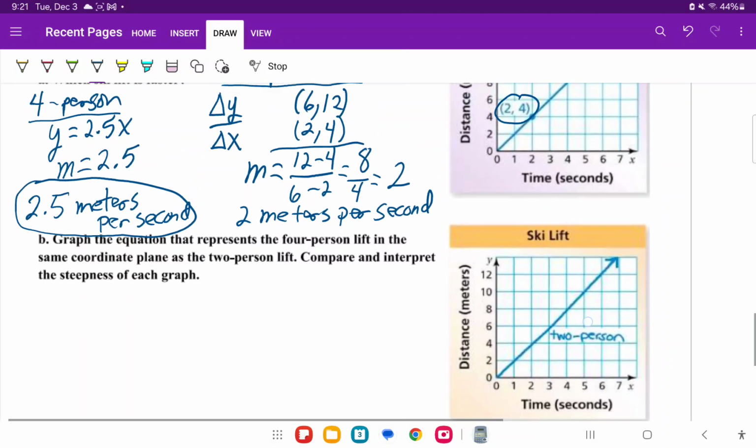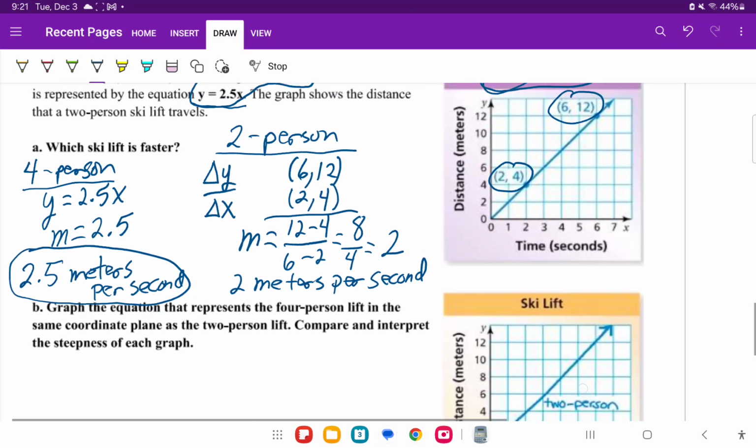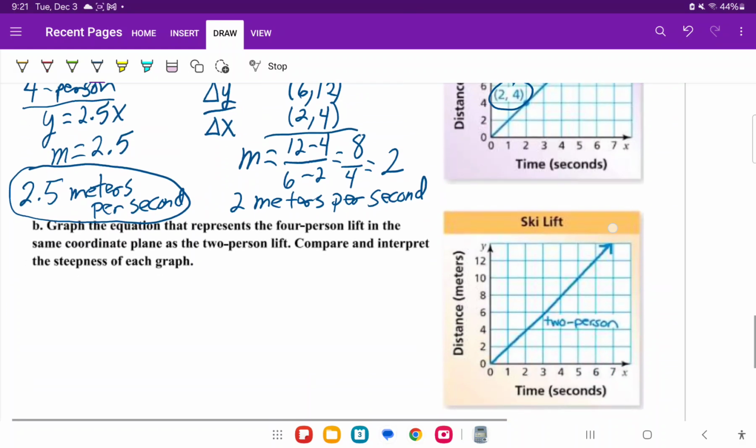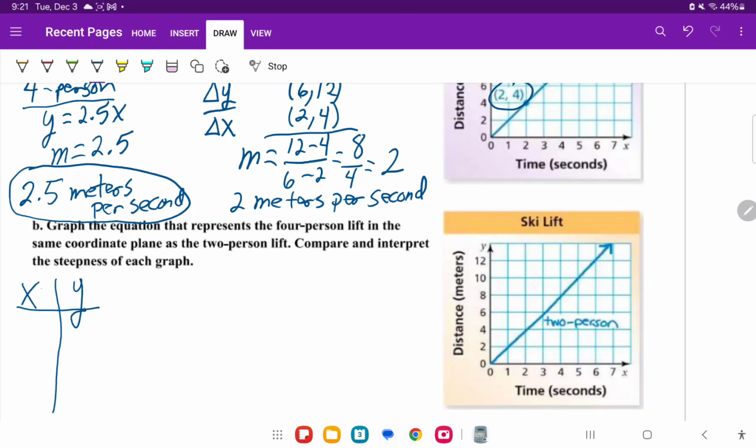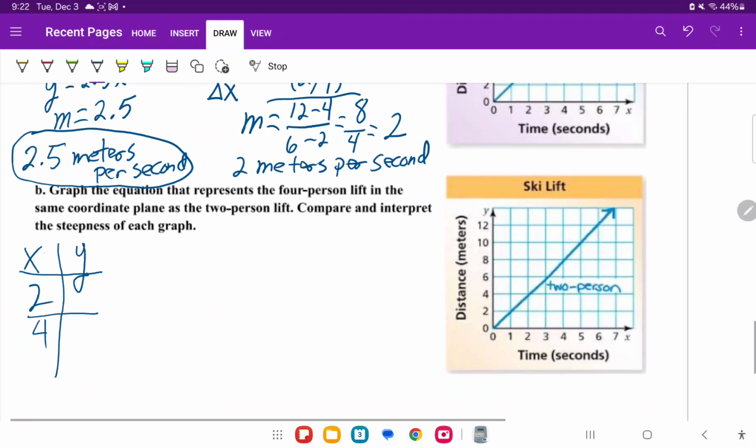Okay, so this is the 2-person lift right here. To graph the 4-person lift, we're going to need some data points, right? So we're going to make us a table with our X and our Y. And I'm going to use 2 seconds, 4 seconds, and 6 seconds, okay?